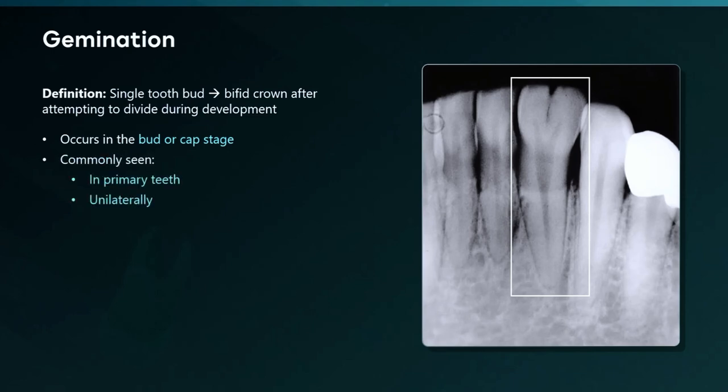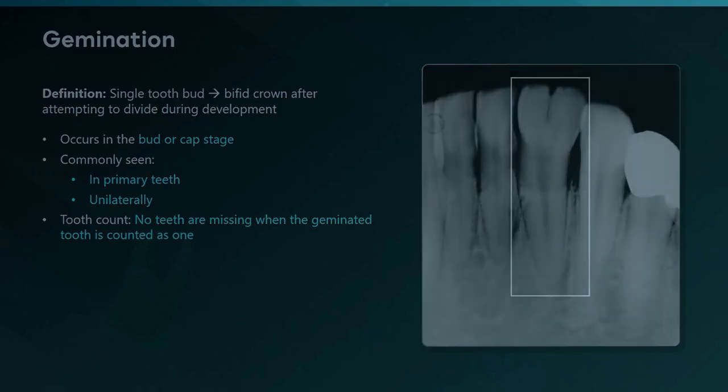Gemination is more commonly seen in primary teeth and unilaterally, affecting only one side of the dental arch. One diagnostic feature of gemination is that when the geminated tooth is counted as one, there are no teeth missing. This can be helpful in distinguishing gemination from other dental anomalies where a tooth may be absent.